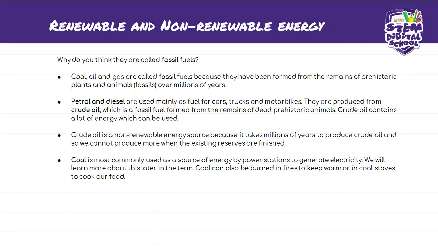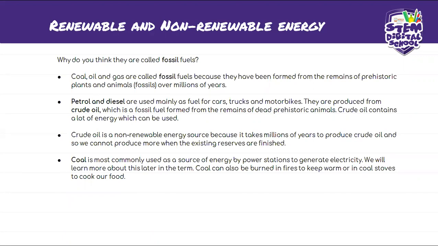Fuel for cars, trucks, and motorbikes. They are produced from what? Crude oil, which is a fuel formed from the remains of what? Dead historic animals. Crude oil contains a lot of energy which can be used, as I said previously.